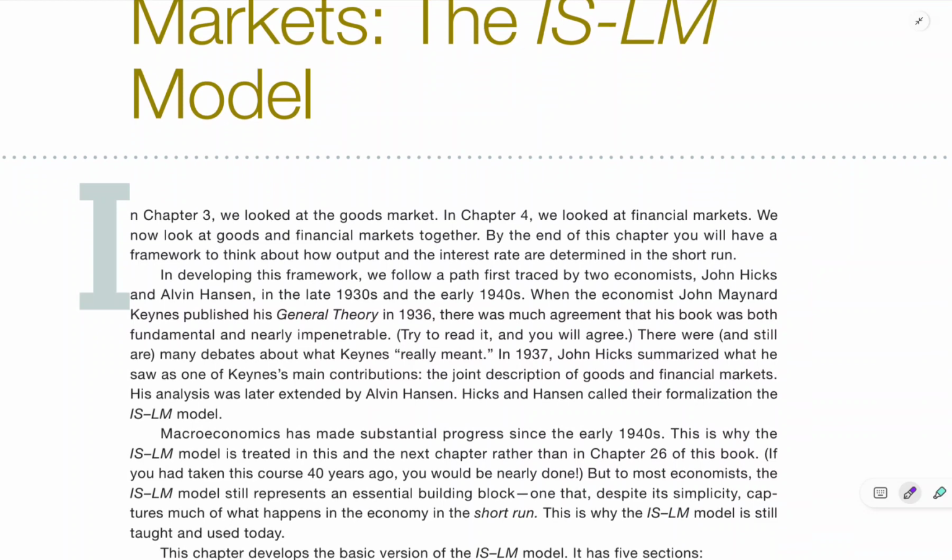Macroeconomics has made substantial progress since the early 1940s. This is why the IS-LM model is treated in this and the next chapter rather than in chapter 26 of this book. If you had taken this course 40 years ago, you would be nearly done. But to most economists, the IS-LM model still represents the essential building block, one that, despite its simplicity, captures much of what happens in the economy in the short run. This is why the IS-LM model is still taught and used today.